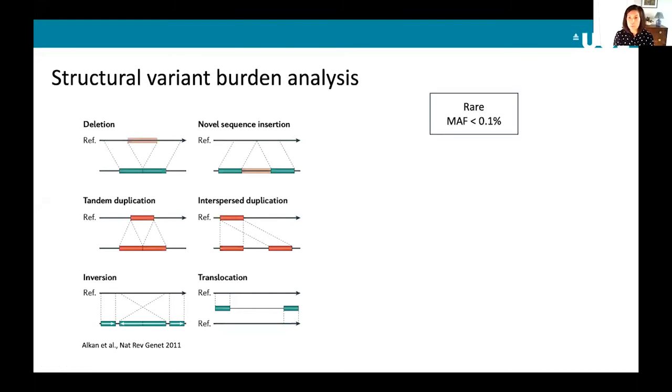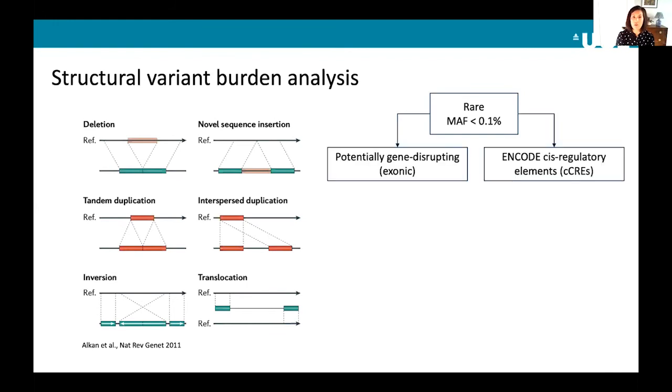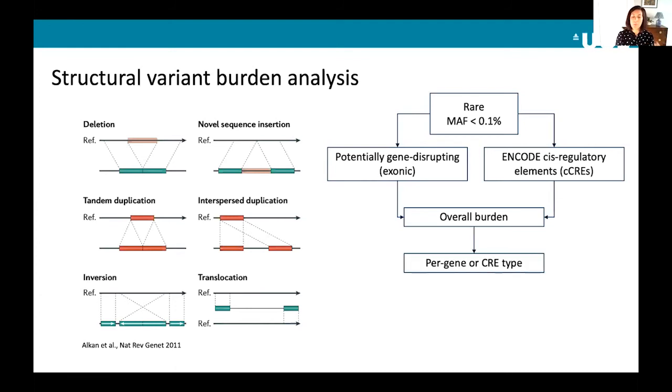So in our analysis, we pulled out rare autosomal structural variants, so deletions, duplications, inversions, as well as copy number variants that were both gene disrupting, so those that intersected with an exon, as well as those that intersected with cis regulatory elements. We compared the overall SV burden between our cases and controls, as well as on a per gene or per regulatory element type basis. However, using this workflow, we did not identify any enrichment of gene disrupting structural variation, either overall or affecting any single gene, suggesting that this is probably not a common mechanism in PEV.